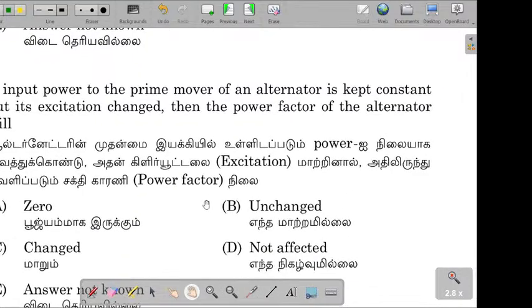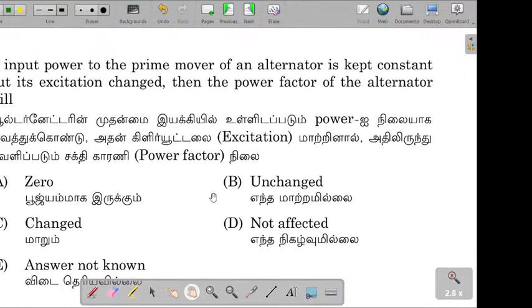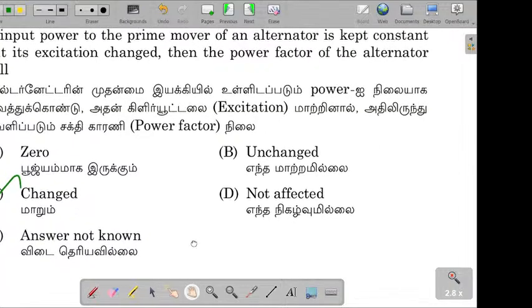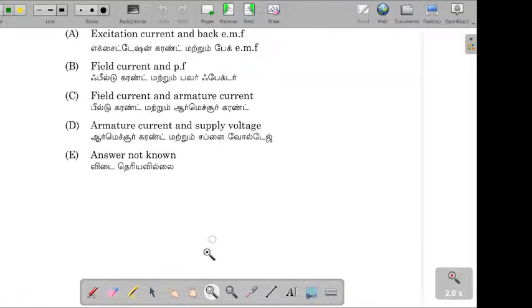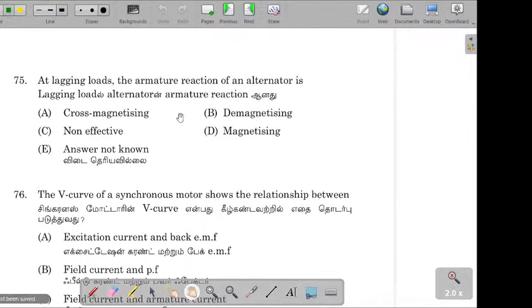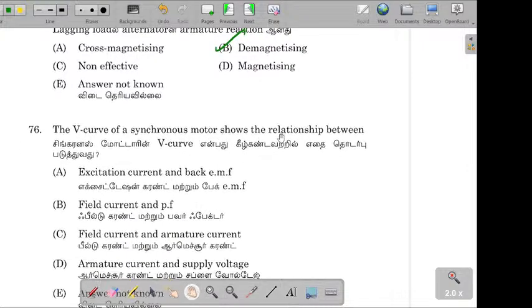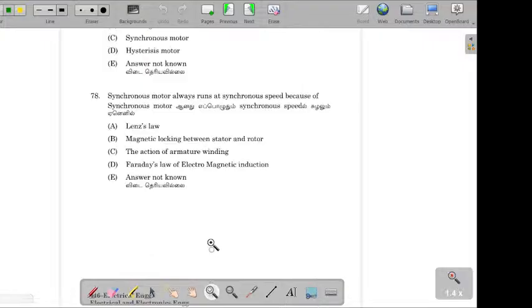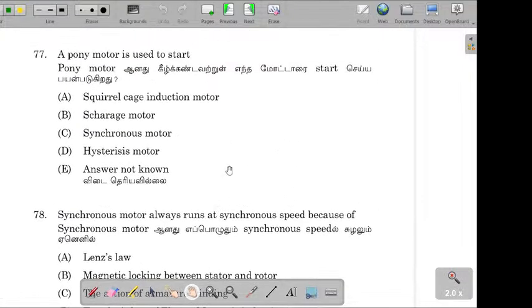If input power to the prime mover of an alternator is kept constant, but its excitation changed, then the power factor of the alternator will change. At lagging loads, the armature reaction of an alternator is demagnetizing. The V curve of a synchronous motor shows the relationship between field current and armature current. A pony motor is used to start synchronous motor.